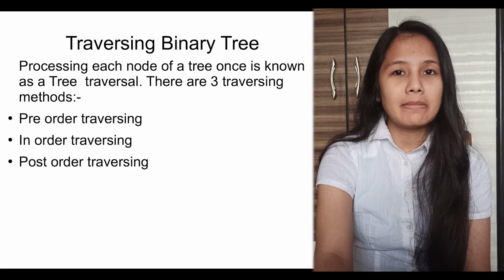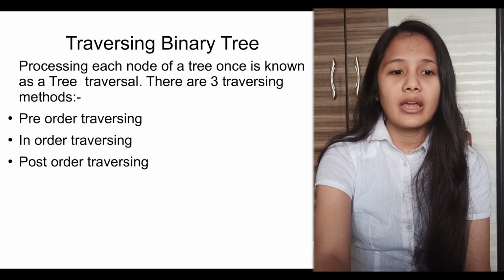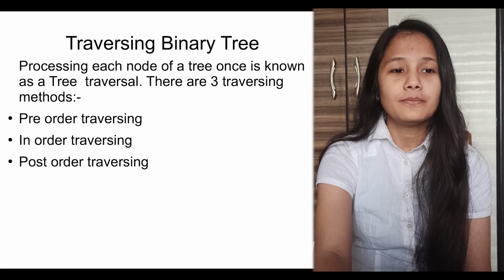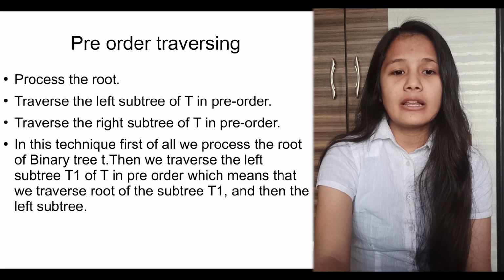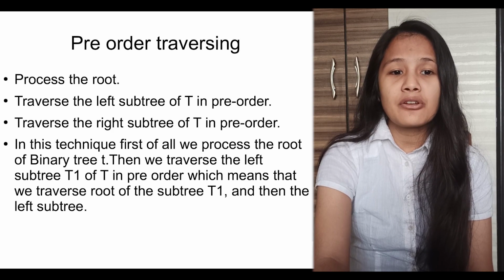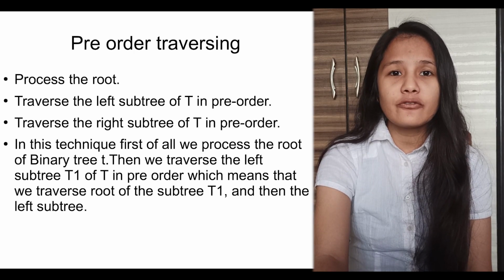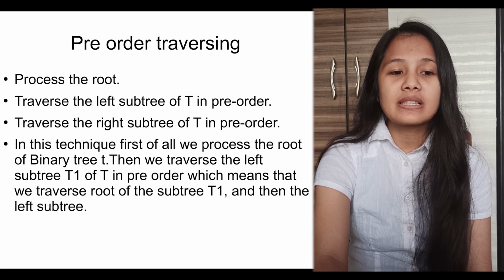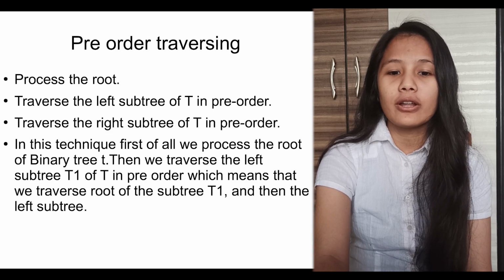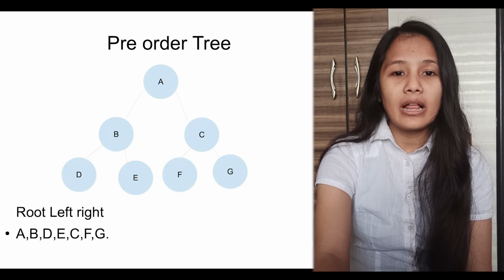There are three traversing methods: pre-order traversing, in-order traversing and post-order traversing. Now firstly, pre-order traversing. Process the root, traverse the left subtree of T in pre-order and traverse the right subtree of T in pre-order. In this technique, first of all, we process the root of binary tree T. Then we traverse the left subtree T1 in pre-order, which means that we traverse the root of the subtree T1 and then its left subtree. Now I'll show you.